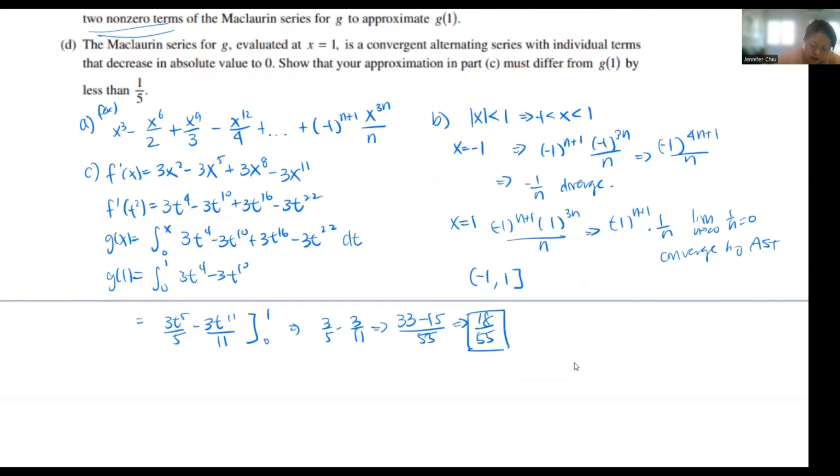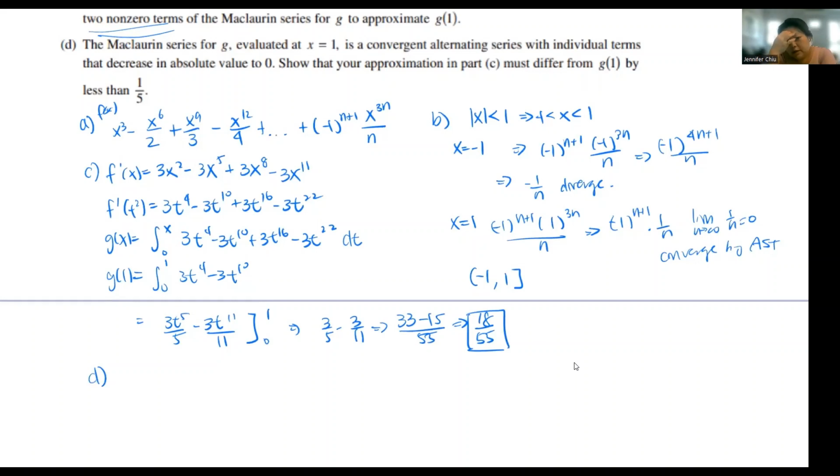Okay, last one. The Maclaurin series for g evaluated at x equals 1 is a convergent alternating series. Keep in mind it's an alternating series with individual terms that decrease in absolute value to 0. Show that your approximation from part C must differ from g of 1 by less than 1/5.